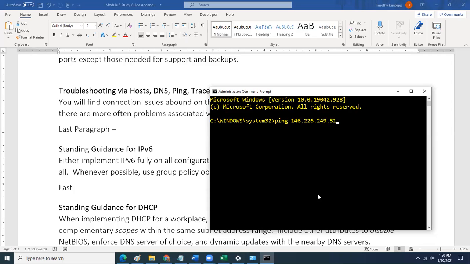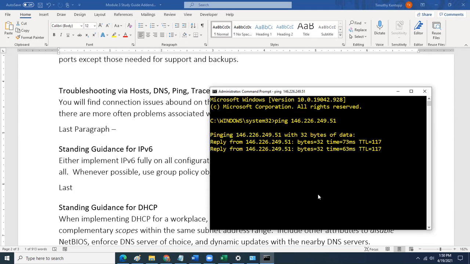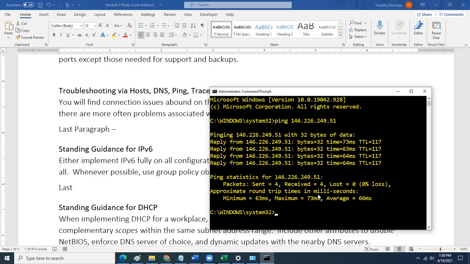226.249.51. Now that's working. But if it failed, I'd get no response, right? I'd get a failure for the thing, and I wouldn't know exactly what it is that's causing a problem. So if I use PathPing to the same, I'm just going to do this and add the word path in front.